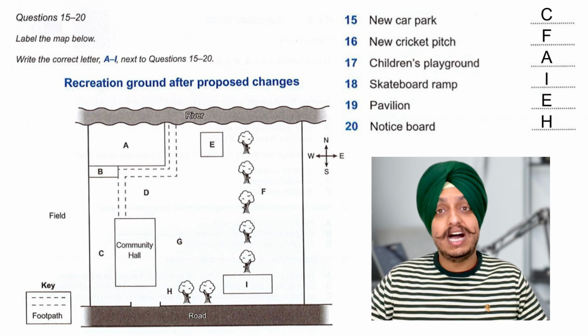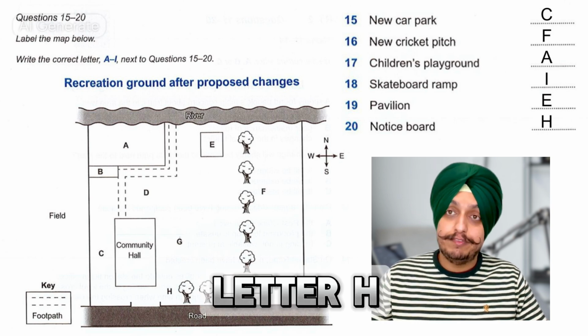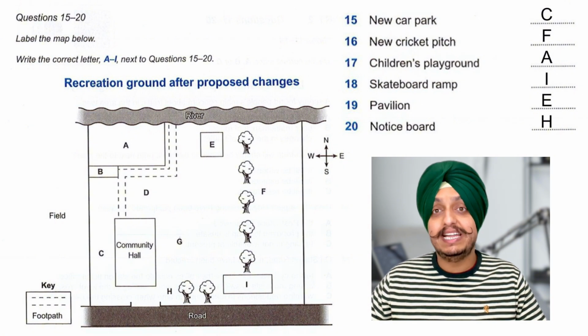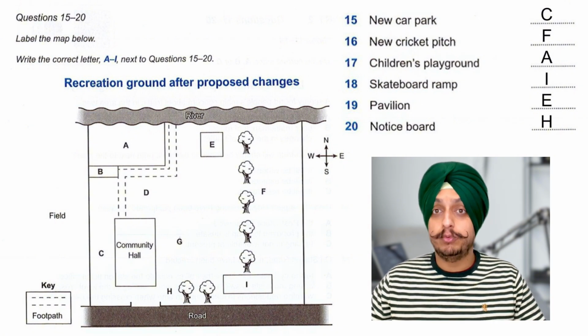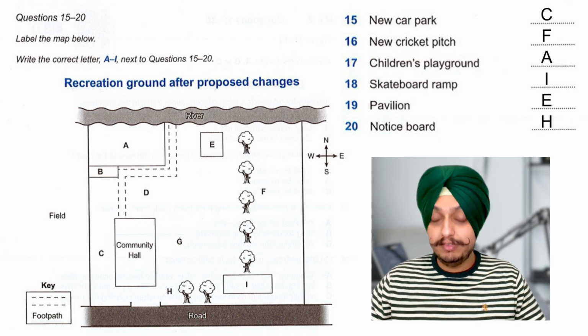Finally, question 20 asked about the placement of the new notice board, and the correct answer is Letter H, directly on people's right as they enter the recreation ground from the road. So this will serve as a valuable source of local information for visitors.